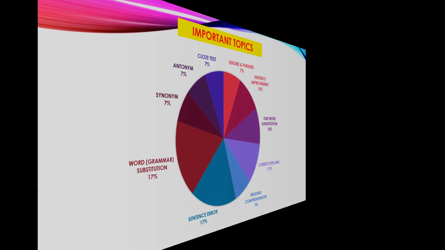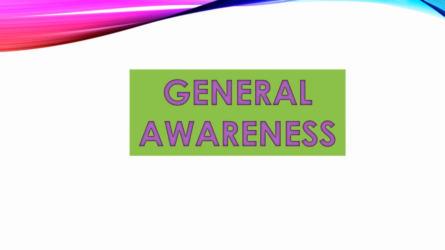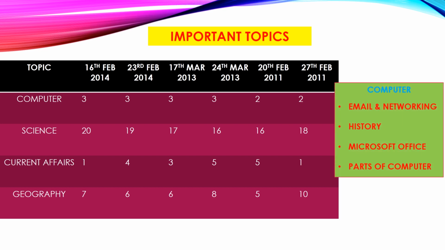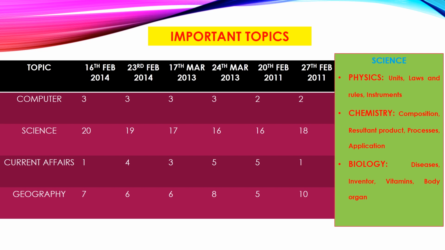Now coming to the general awareness section, from the previous 6 papers we have extracted 8 important topics based on which questions are asked. From computer, basically 3 questions are asked in each paper, and the questions were coming from topics like email and networking, history of computers, Microsoft Office, and parts of computer. Science is one of the most important topics in the general awareness section. From it, approximately 17 questions are asked in each paper.